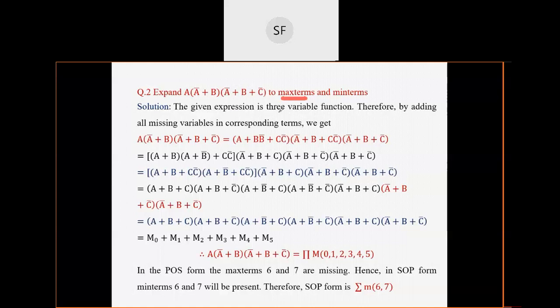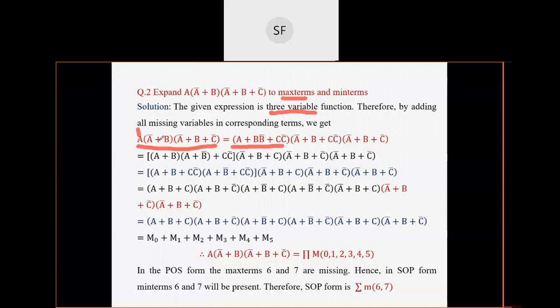So this given expression is a three variable function of A, B and C. Therefore, by adding all missing variables in the corresponding terms, we get this. I am just following those three steps. I wrote the equation first as it was. Then you can observe the first term was only A. So here two variables are missing, B and C. So in the first term I have added A plus B bar plus C bar, since B and C both were absent or missing.